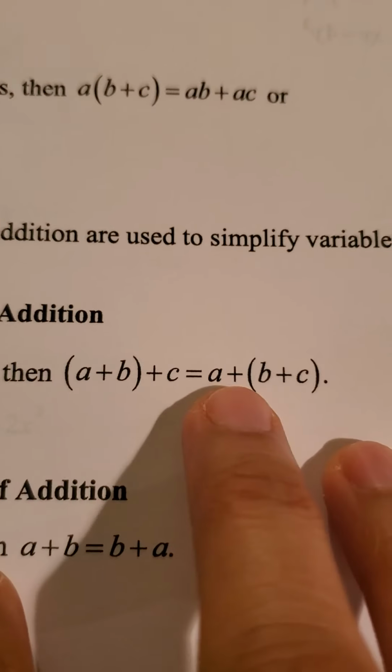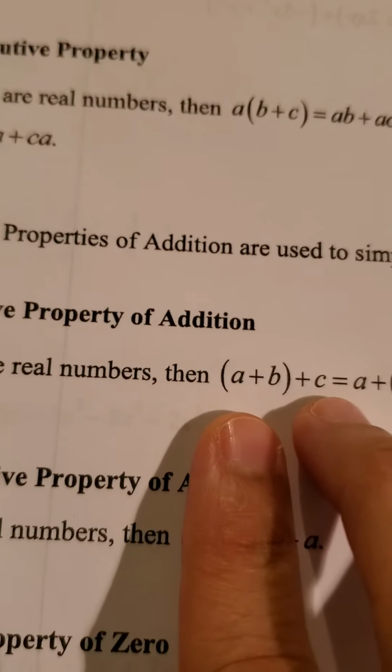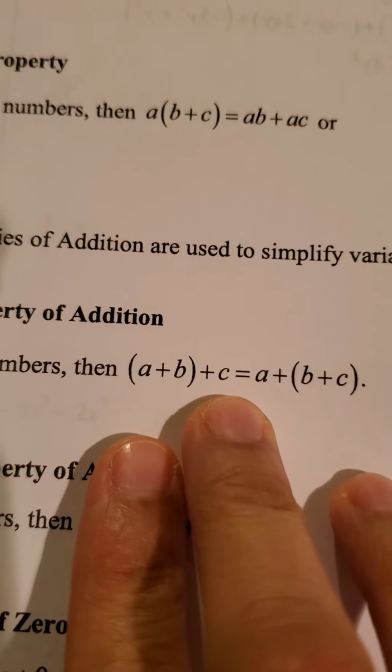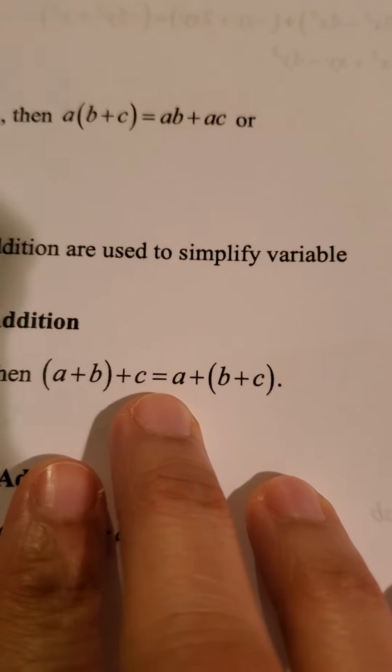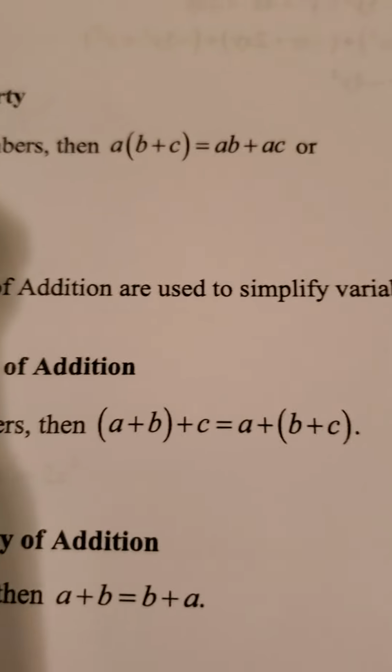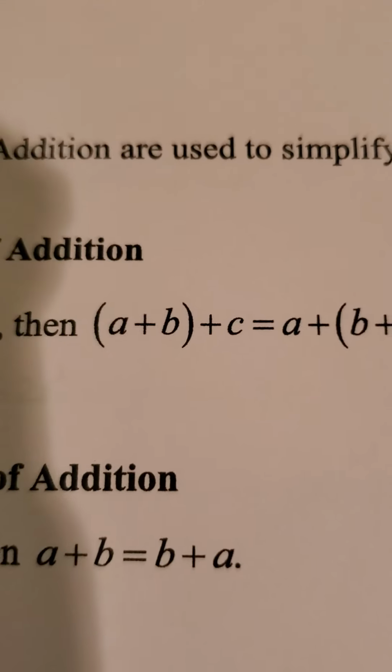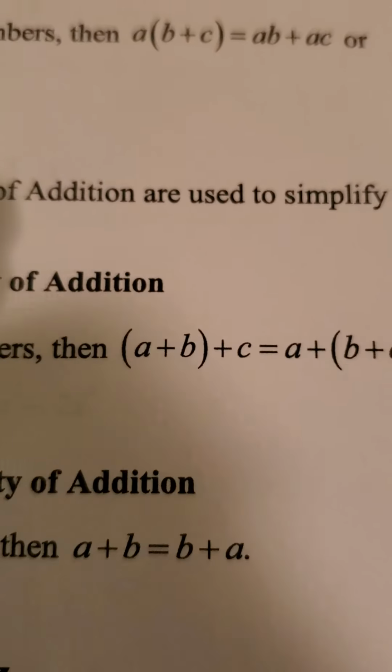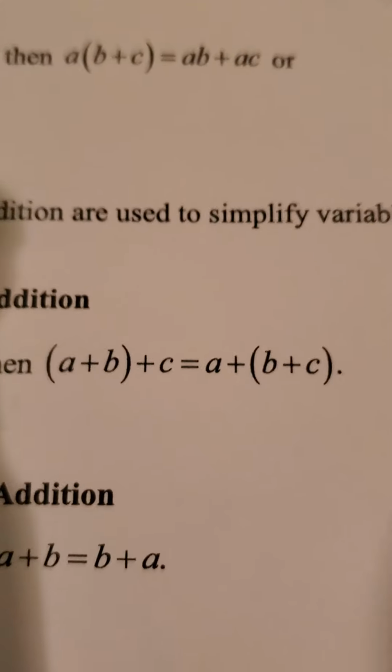So if you have three terms and you quantify the first two plus the last, it's the same as saying the first plus quantifying the last two. As you can see, I'm just trying to put in words what you see visually, right? So A plus B in parentheses plus C is the same as A plus B plus C in parentheses.